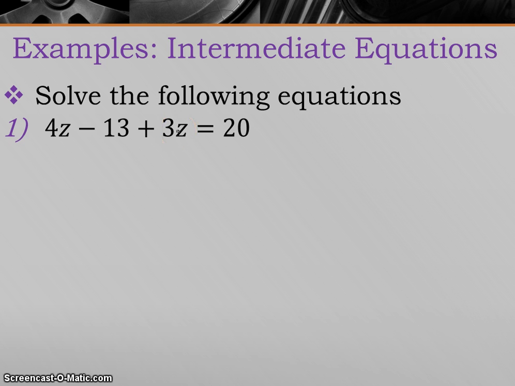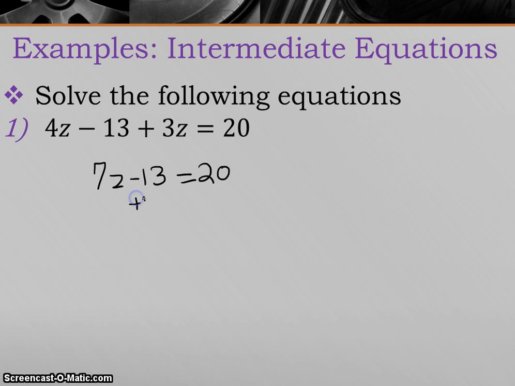In all the previous problems, our variable was alone. It was only a single variable. Now we have two of the same variable. So now we need to use our PEMDAS rules. We need to combine them. 4z plus 3z is 7z. So we have 7z minus 13 equals 20. Now we have an equation like we just dealt with.